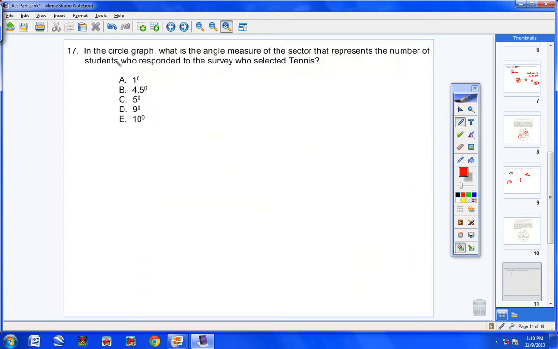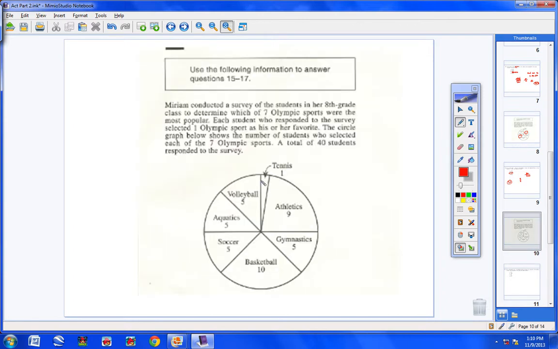Number 17. Oh, this is going to be a good one here. Now, please pay attention. In the circle graph, what is the measure of the angle? They want you to find the measure of an angle of the sector that represents the number of students who responded to the survey who selected tennis. So let's take a look at this. Here's tennis right here, a real small sliver of the pie, okay, of the circle graph. Only one student chose tennis, okay? Now, how are we going to find the angle measure of that?